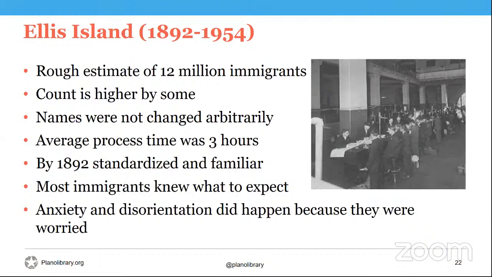By 1892, immigrants knew what to expect. There was some anxiety that happened, but most were comforted and knew what to expect by the time they landed in 1892. Remember, we had been arriving into America well over 200 years before that. So we knew what to expect, or most of the immigrants knew what to expect.